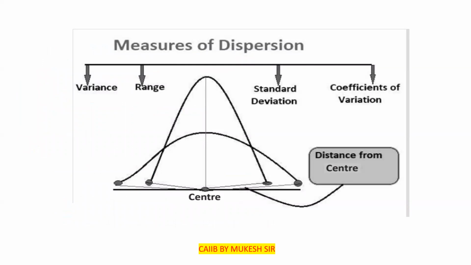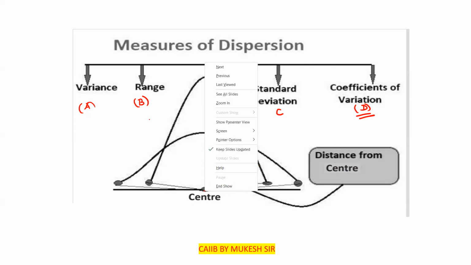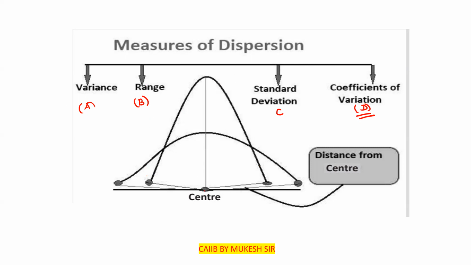So what are the measures of dispersion? This is the graphical representation here. Sometimes in the examination, they will give you a graph like this one, where this is A, this is B, this is C. This is the distance from the center. So this is the range.